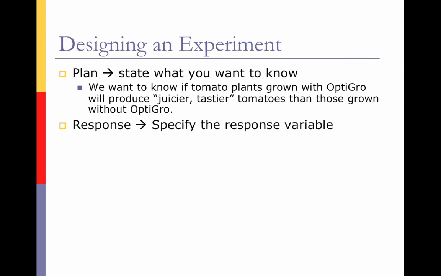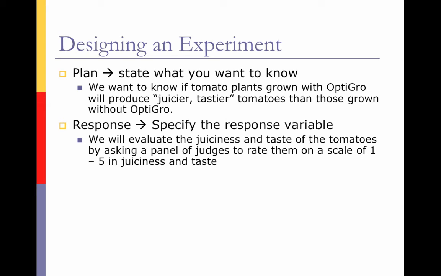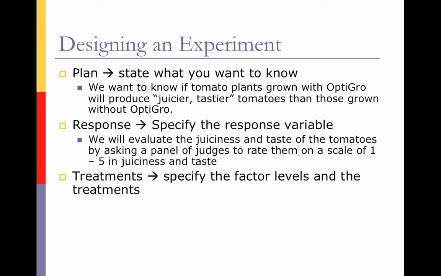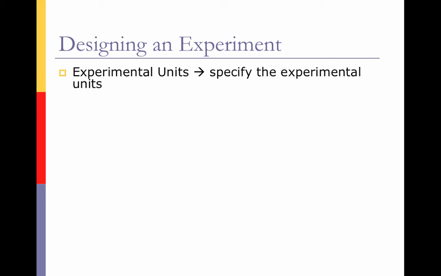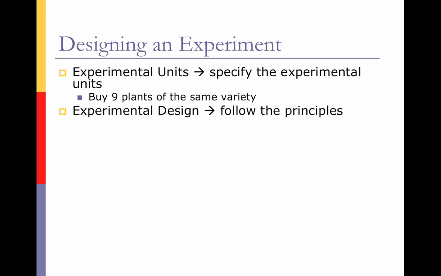Then you have to list your response. So you have to specify what the response variable is and how it will be evaluated. In this case, we'll evaluate the juiciness and the taste of the tomatoes by asking a panel of judges to rate them on a scale of 1 to 5 in juiciness and taste. Your treatments. This is where we have to specify the factor levels and the treatments. Our factor is the fertilizer. We're going to have 3 treatments. We'll do 3 plants that get no fertilizer, 3 plants with half the amount of Optigrow, and 3 plants with the full amount of Optigrow. Then you have to specify your experimental unit. In this case, we need 9 plants, so you want to buy 9 plants of the same variety.